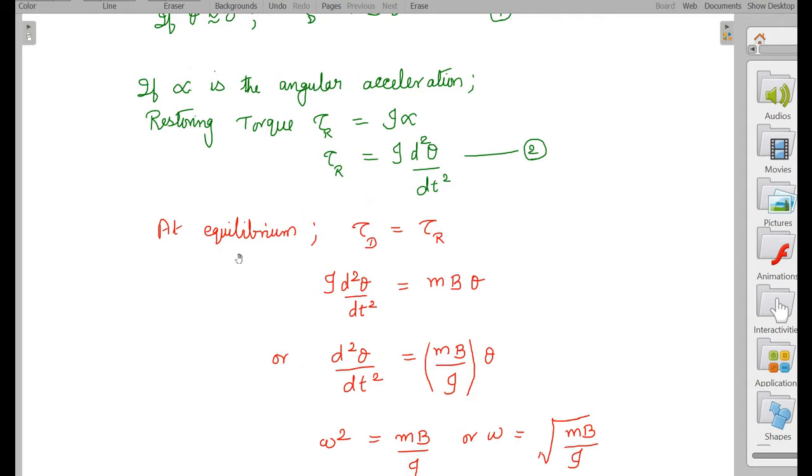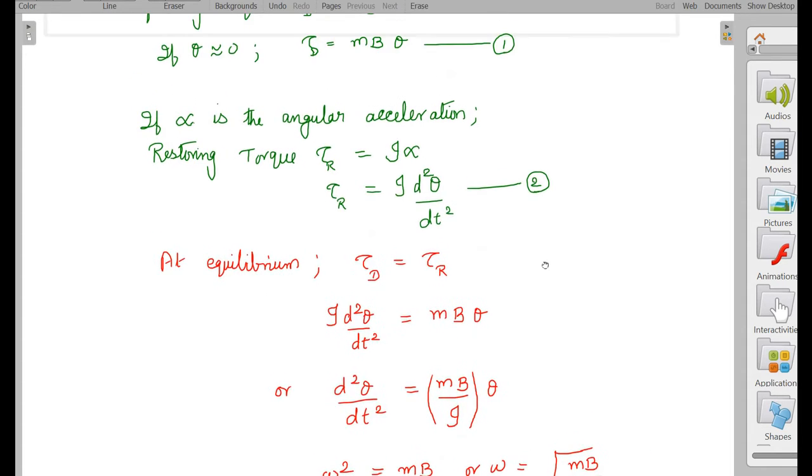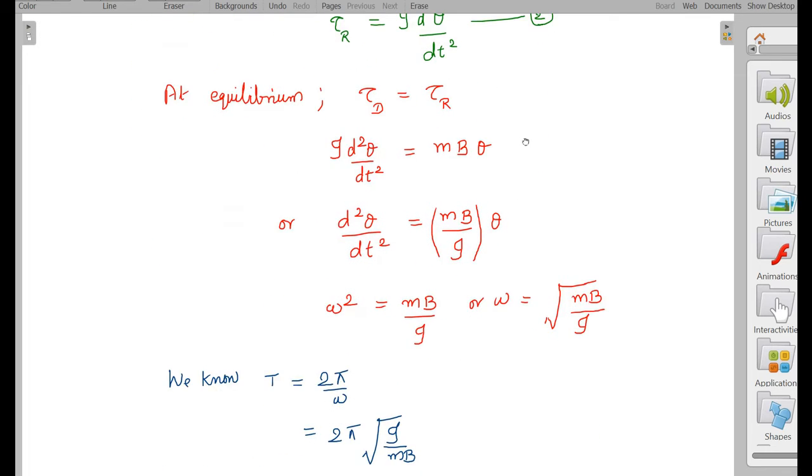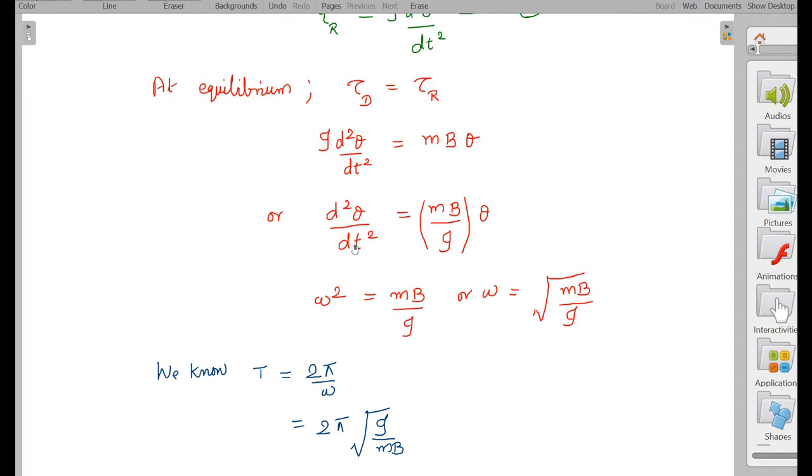But at equilibrium, deflecting torque must be equal to restoring torque. That is I d square theta by dt square, which is restoring torque, equals mB theta, which is the deflecting torque. This happens only at equilibrium, that is when the dipole comes to rest. Or this we can write d square theta by dt square equals mB by I into theta.